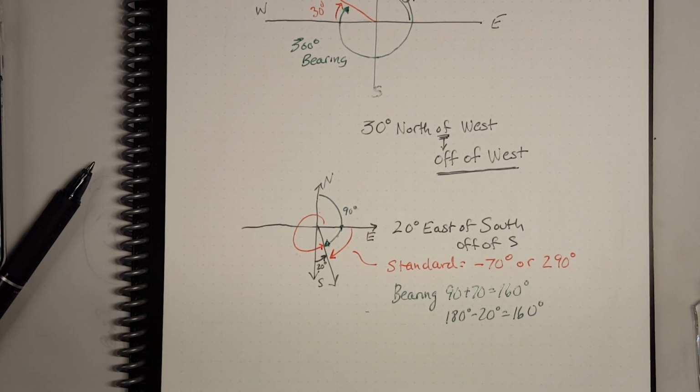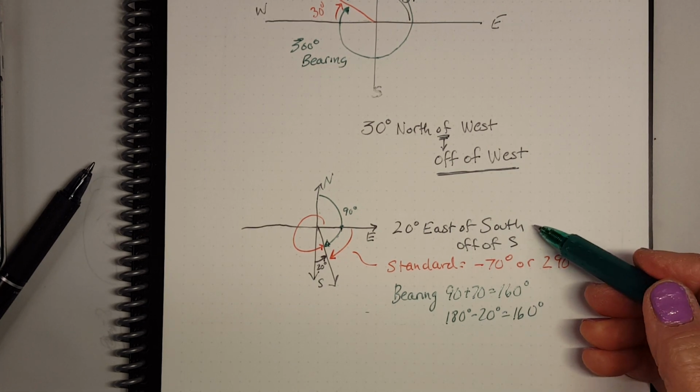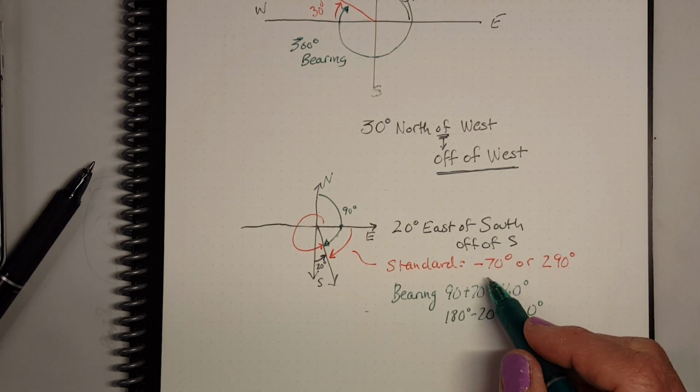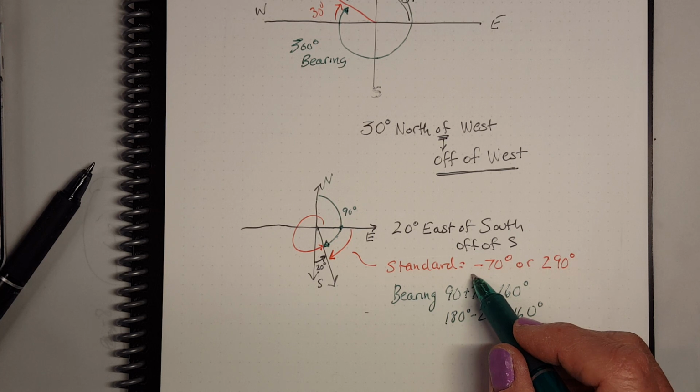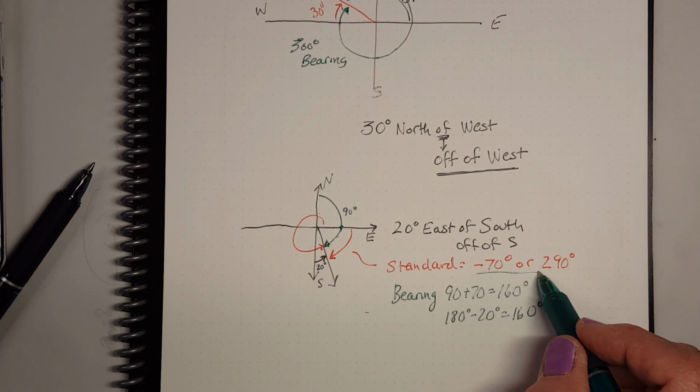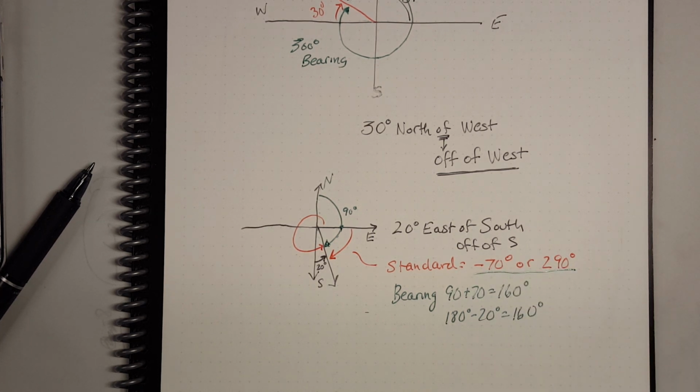These three angles are all the same, but the one that you want to use in our component formula is the standard position. That's the only one you can use to calculate the components of your vector quickly.